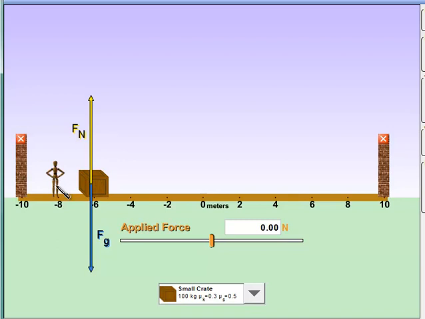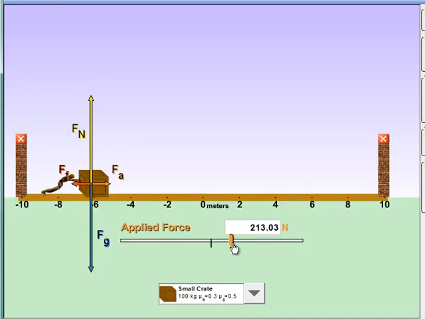Here we have a man standing beside a crate, and this is a wooden floor, so it's a bit rough. And he's going to apply a force. So let's apply this force. Let's say he applies 23 newtons. Notice the crate doesn't move. Let's make that 80 newtons, 90 newtons. The force that he applies, which is the orange force, does not change the crate's state of motion.